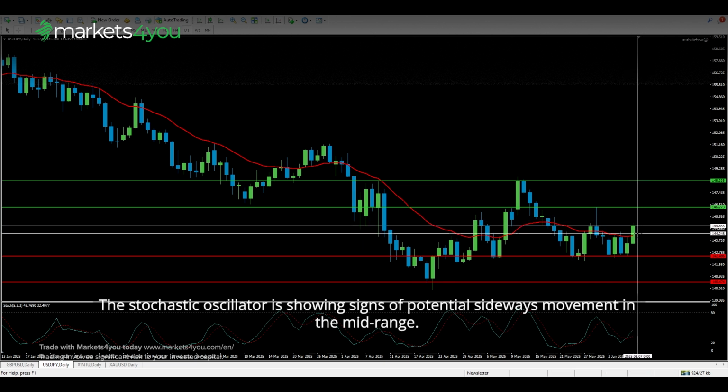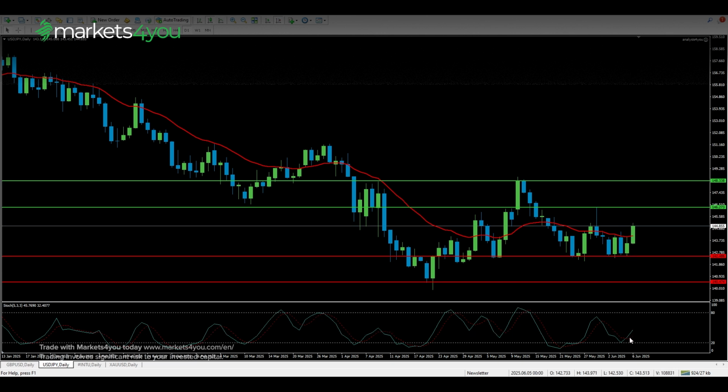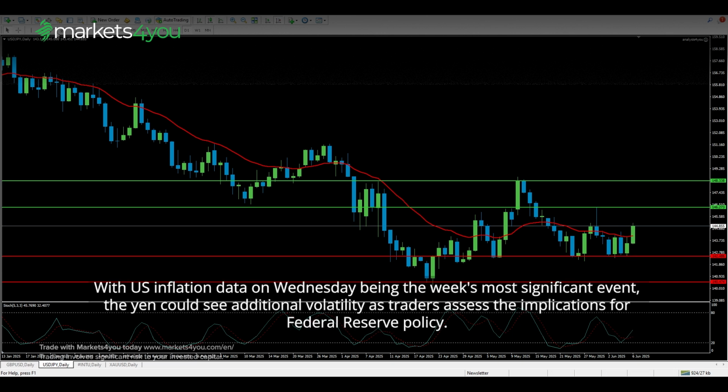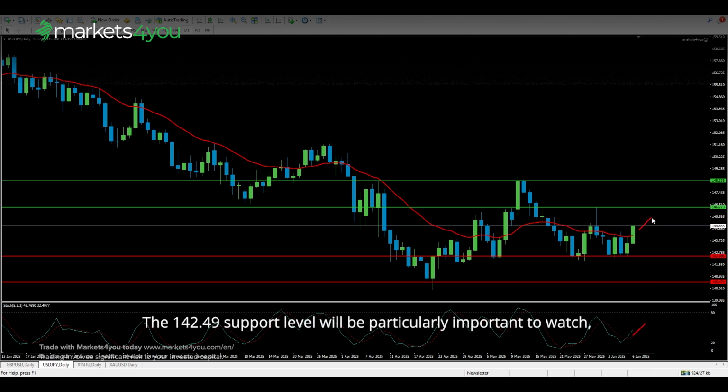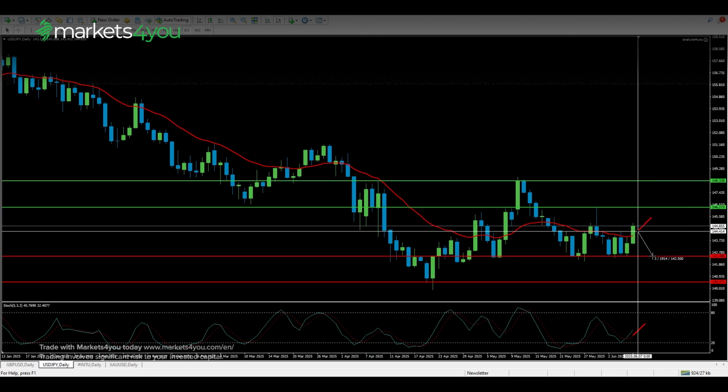The stochastic oscillator is showing signs of potential sideways movement in the mid-range. With US inflation data on Wednesday being the week's most significant event, the yen could see additional volatility as traders assess the implications for Federal Reserve policy. The 142.49 support level will be particularly important to watch, as a break below could accelerate downside movement toward the next major support at 140.47.